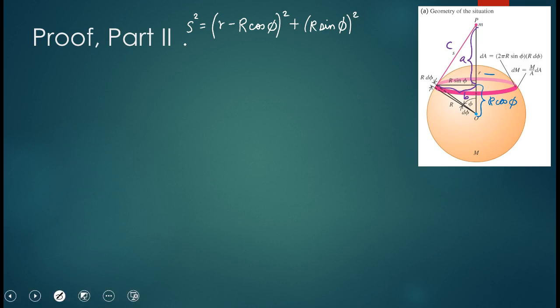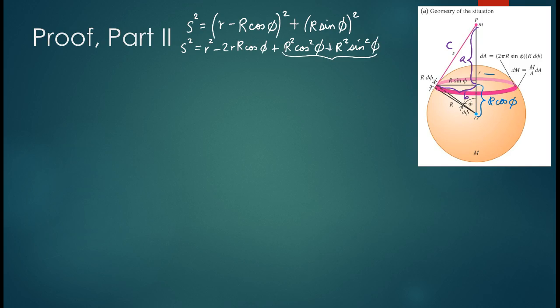So we're going to expand this a little bit. s squared equals R squared minus 2 little r big R cosine phi plus r squared cosine squared phi plus r squared sine squared phi. And then you'll notice that right here, sine squared plus cosine squared is 1, so that's just going to turn into r squared. So we're going to have s squared equal to r squared minus 2 little r big R cosine phi plus big R squared. So we're getting there.